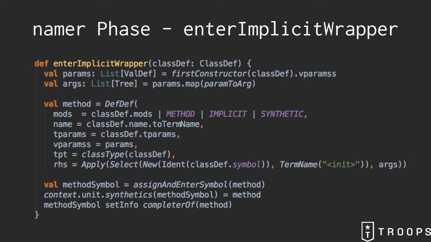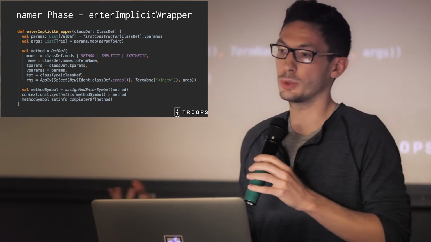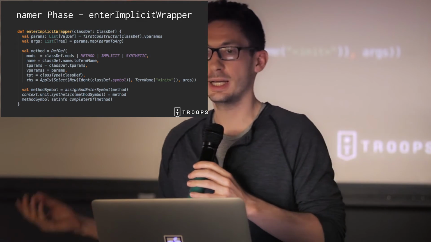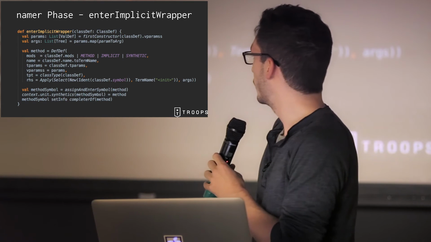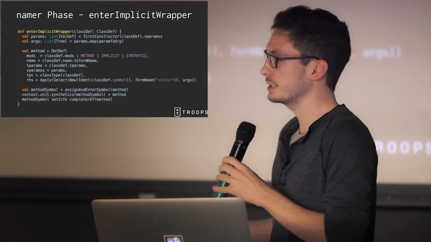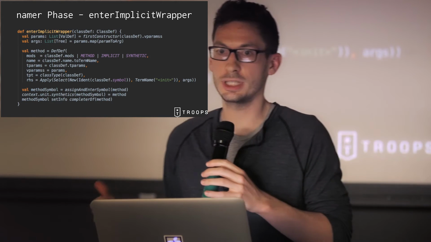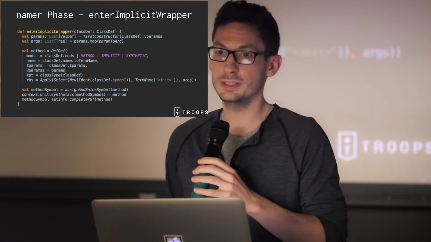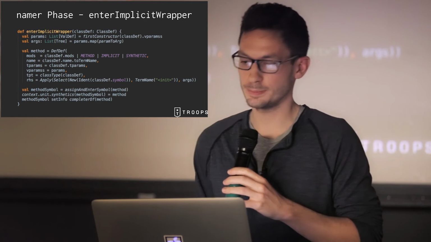The last bit looks just like the code we saw a second ago in enter_class_def. We're going to create a symbol for our new method. We're going to assign a type completer, a lazy type, to our symbol. And we're going to take this Scala AST node that represents our implicit method and add it to the context. So context.unit.synthetics is just a collection of synthetic methods. In the typer, we're going to loop over that list of synthetic methods and add them to our tree and type them.